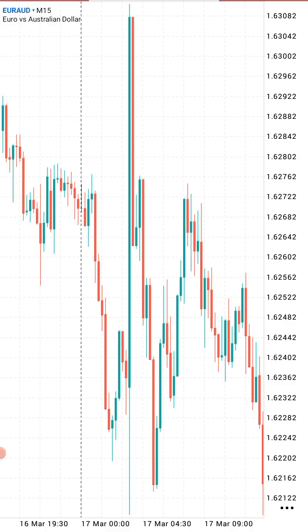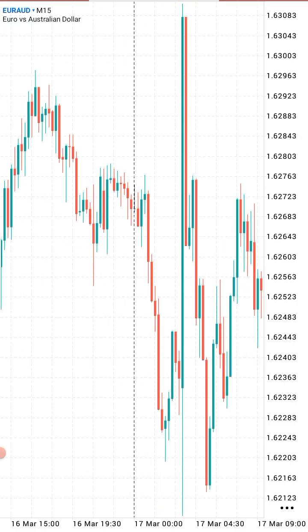Now, this strategy is based on momentum and key levels. Now, instead of overcomplicating things, we'll focus on strong price moves, clean entry points, quick decisions, perfect for beginners and busy traders. Now, the setup we're looking for.